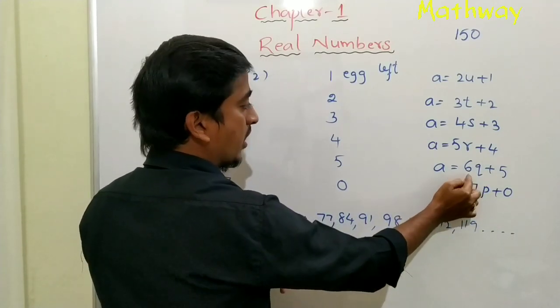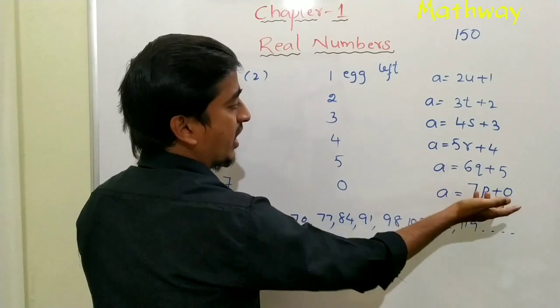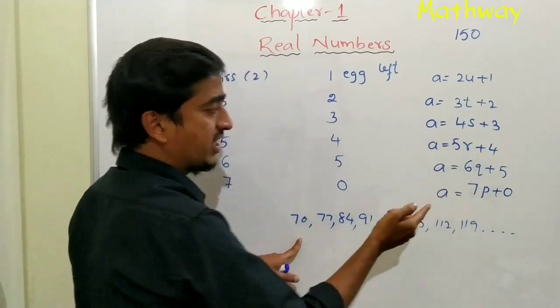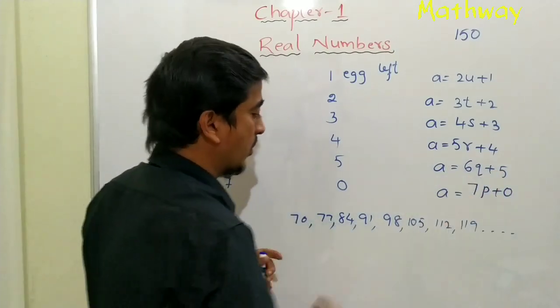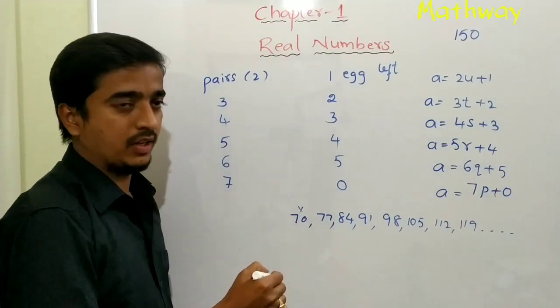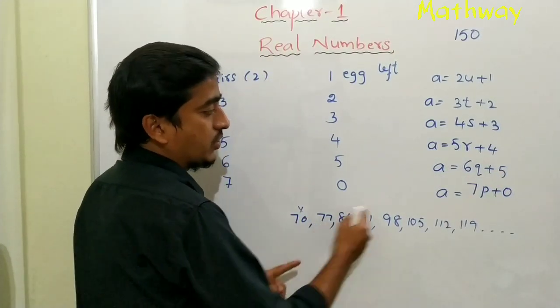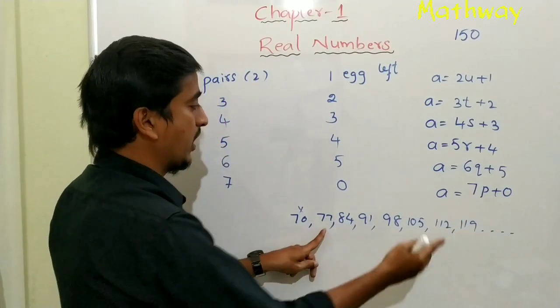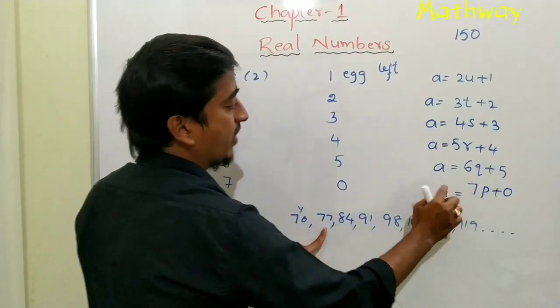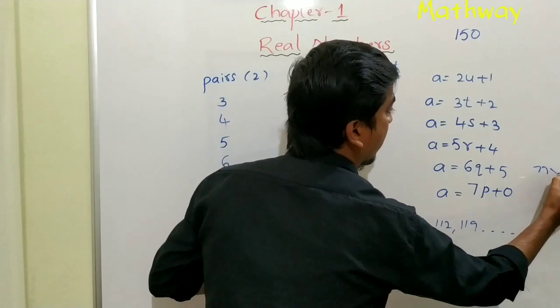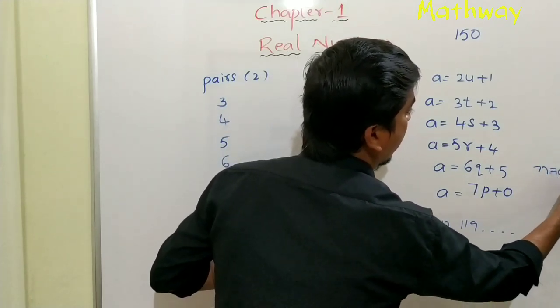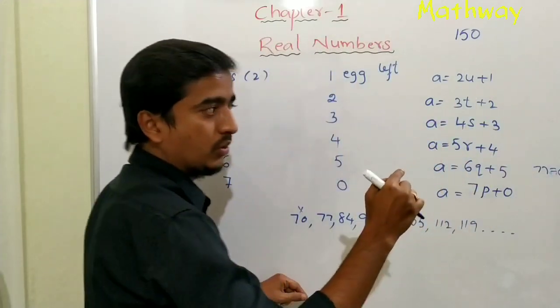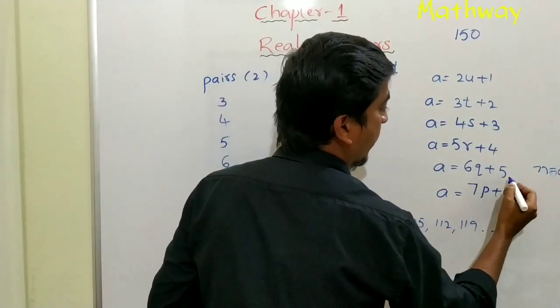Then look at here, 6 times 11 is 66, but our number is 70. 4 will be the remainder. So this is not our number. Next, check 77. So it is possible for 77. Perfect. If you substitute here 77, then 77 equals 6 into 12. So 6 times 12 is 72 plus 5. So it may be satisfying here.